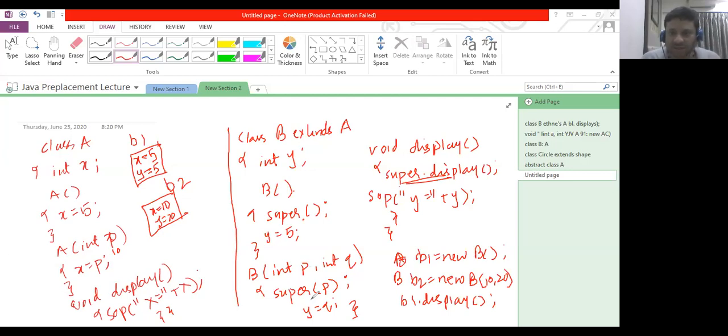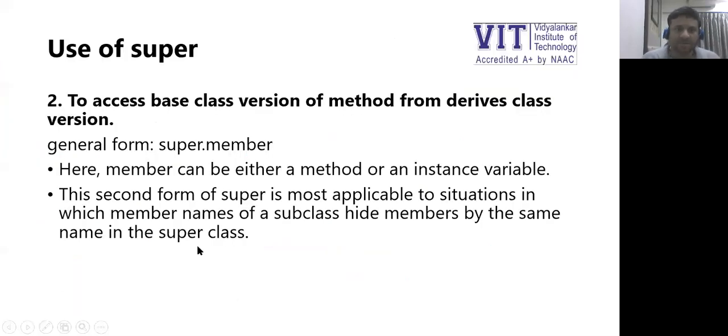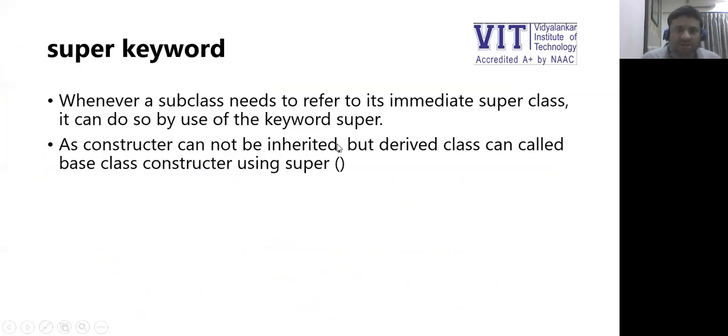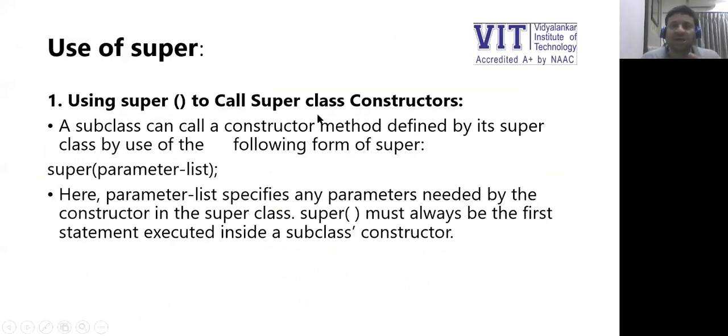Let us discuss here. Whenever a subclass needs to refer to its immediate superclass, it can do so by using the super keyword. A constructor cannot be inherited, but a derived class can call the base class constructor using super and parentheses. In the parentheses, if you pass parameters, it will call the parameterized constructor. If you don't pass parameters, it will call the default constructor. The first use is to call the superclass constructor. I may use super with a parameter list, and it will call the superclass constructor. For default, you simply write super with blank parentheses.